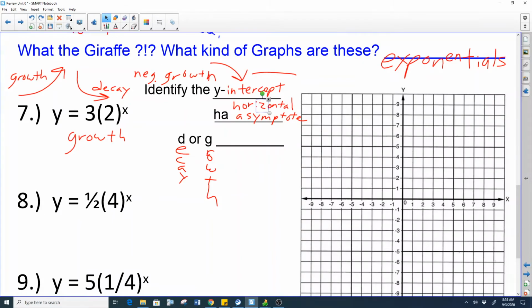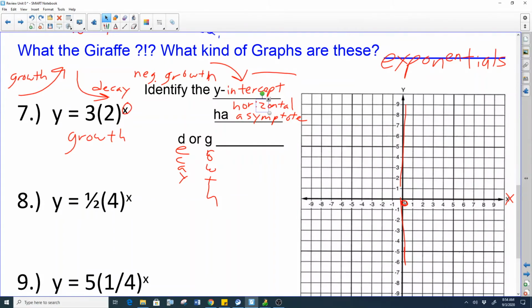So to find the Y-intercept, you just plug in 0 for X and see what happens, right? Watch this part. If we force X to be 0, we get the Y-intercept, which is what you need for exponential growth graphing. So we're going to go ahead and plug in 0 for X.